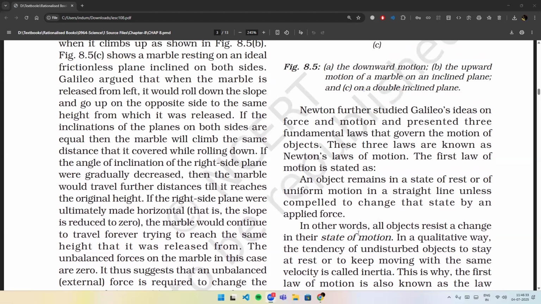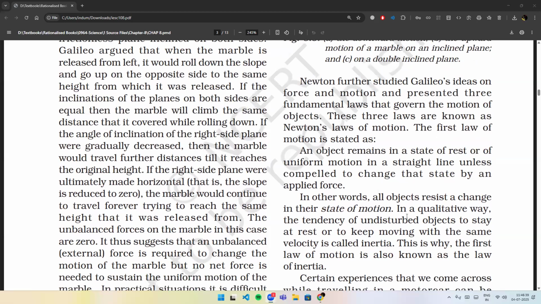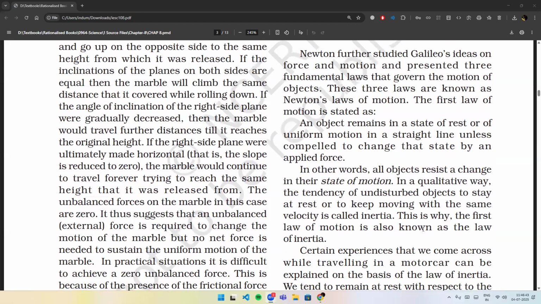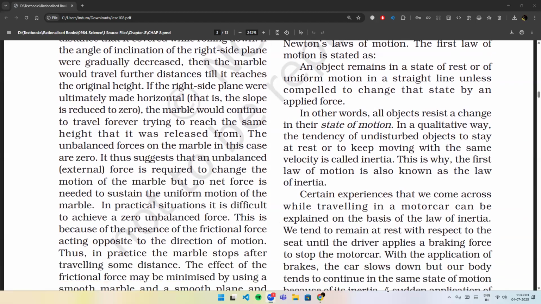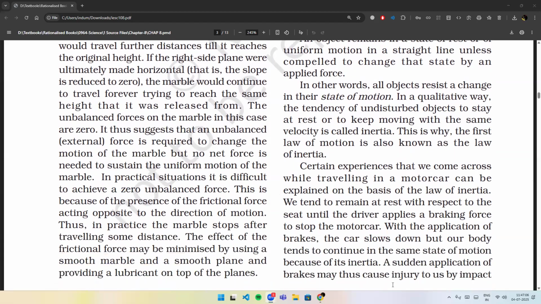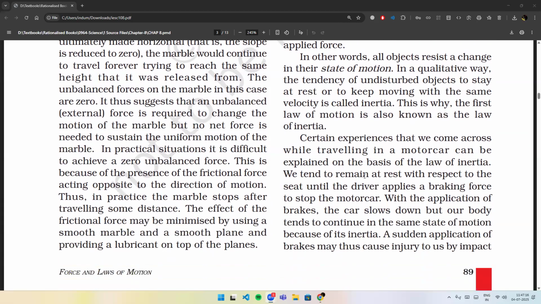Newton further studied Galileo's ideas on force and motion and presented three fundamental laws that govern the motion of objects. These three laws are known as Newton's laws of motion. The first law of motion is stated as: an object remains in a state of rest or of uniform motion in a straight line unless compelled to change that state by an applied force. In other words, all objects resist a change in their state of motion. In a qualitative way, the tendency of undisturbed objects to stay at rest or to keep moving with the same velocity is called inertia. That is why the first law of motion is also known as the law of inertia.